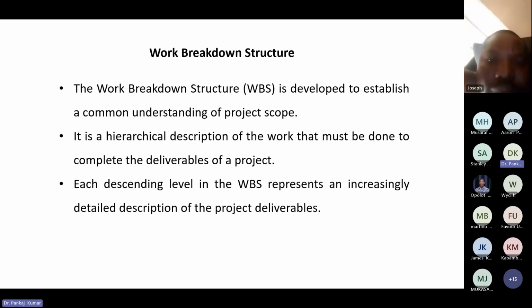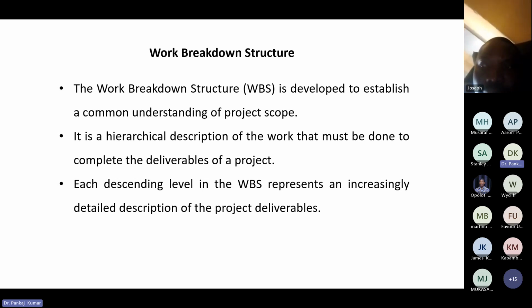This hierarchical structure helps in organizing and categorizing the project tasks and deliverables. The primary purpose of the work breakdown structure is to define and document the scope of the project comprehensively. It breaks down the project into smaller, manageable components, making it easier to understand the full extent of the work required.